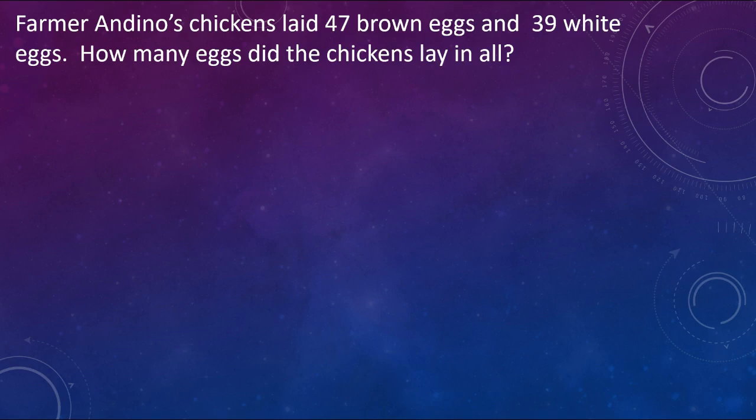Here is our application problem. Our application problem says, Farmer and Dino's chickens laid 47 brown eggs and 39 white eggs. How many eggs did the chickens lay in all? So first you need to figure out, are you going to add or subtract? And then you're going to solve the answer using whatever strategy you feel comfortable using. Push pause and then push play when you're done.